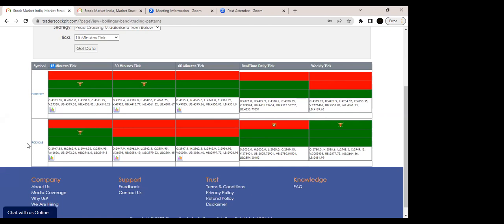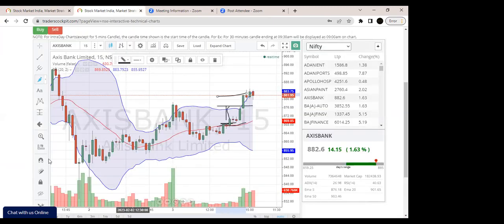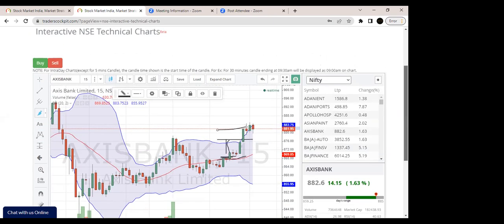Now what I will do, I'll go with Polycab. In Polycab, you can see in the weekly and daily time frames, we are already above the middle band. And in the 15 minutes, the crossover is just happening. This is a very good stock for my setup. This is a very good multi-time frame confirmation for the trade.